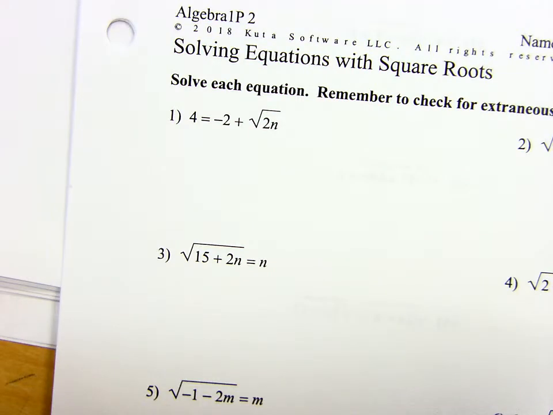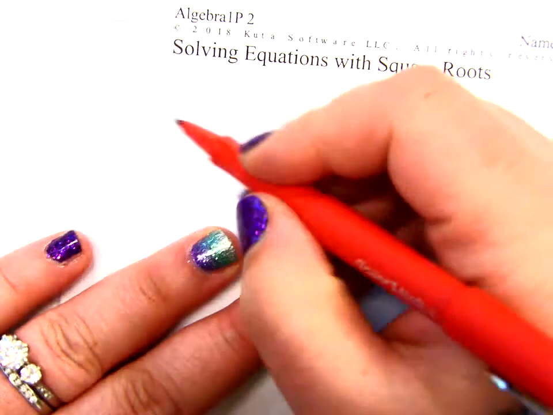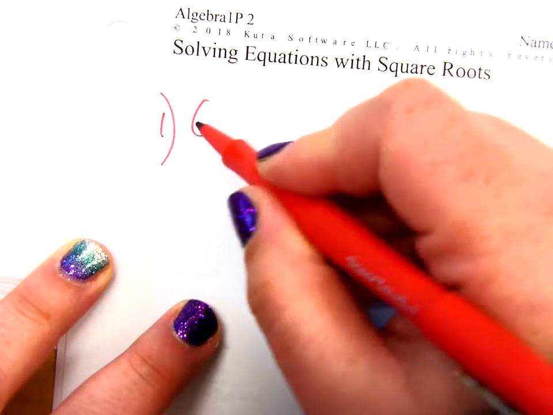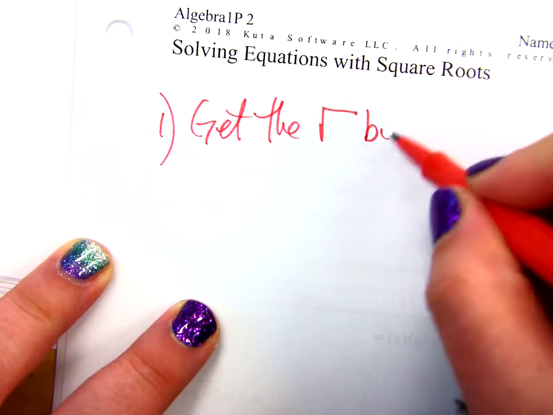So, we are solving equations with square roots. There's really only a couple of steps to these too. So, step one, I'm actually going to put on this paper here. The first thing you need to do when you are solving equations with square roots, step one, get the square root by itself.